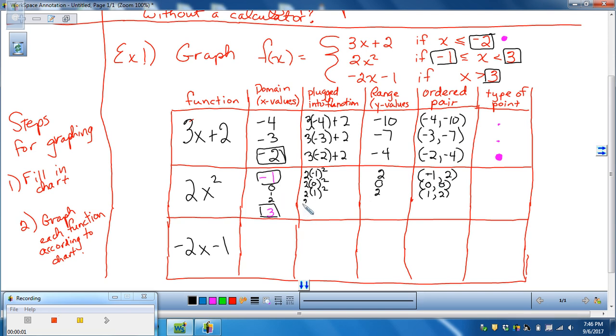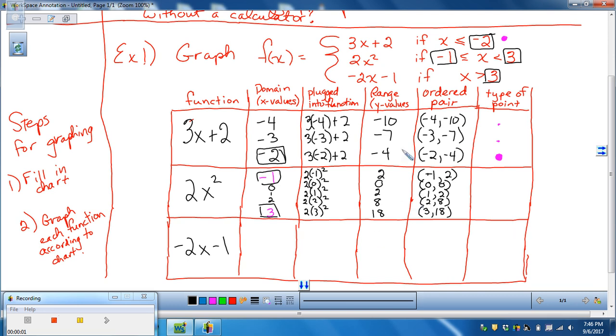Next one is 2 times 2 squared. 2 squared is 4, times 2 is 8. So my next point is 2, comma, 8. And the last one, if I plug in the 3, 2 times 3 squared, this one's going to be kind of big. 3 squared is 9, times 2 is 18. So my last point is 3, comma, 18.